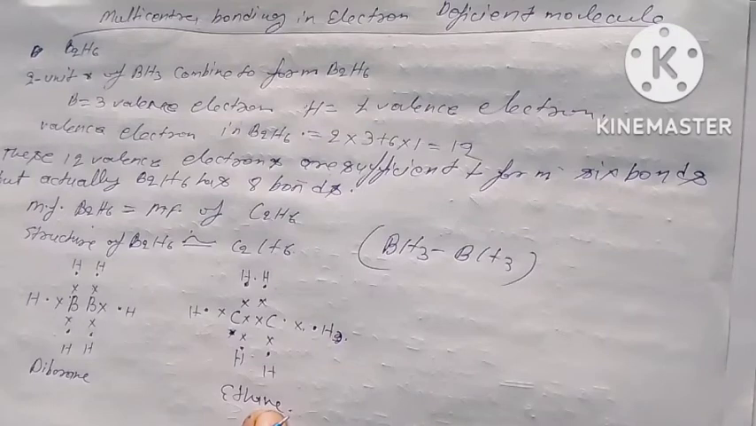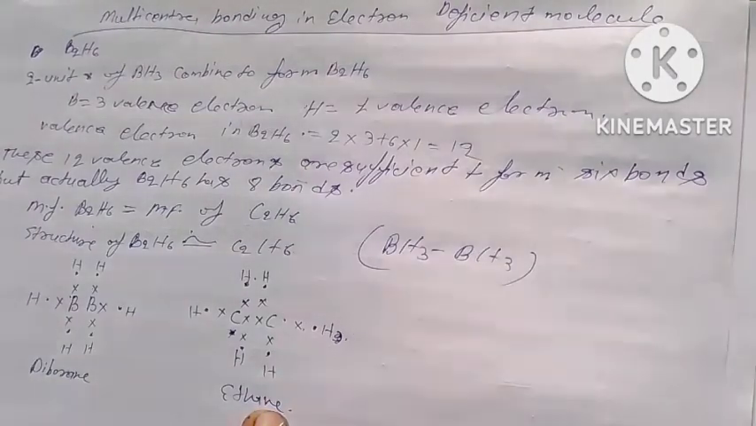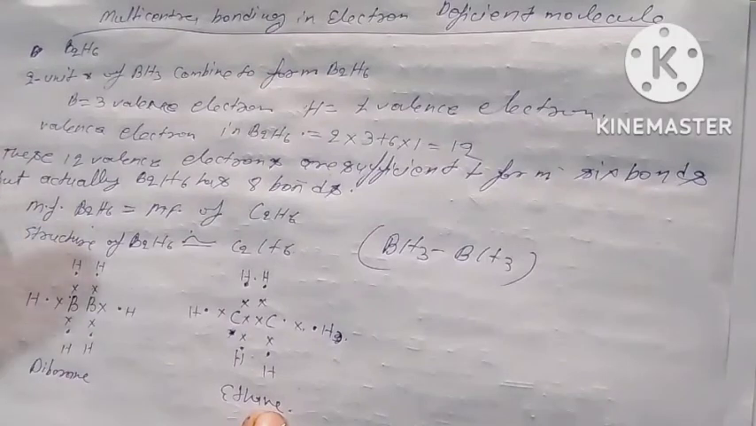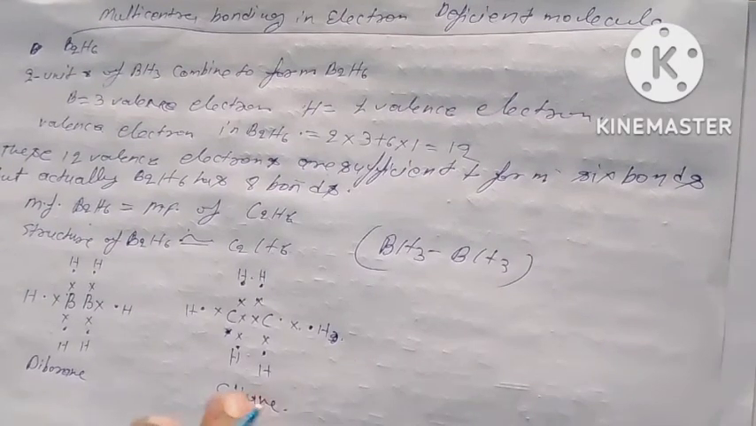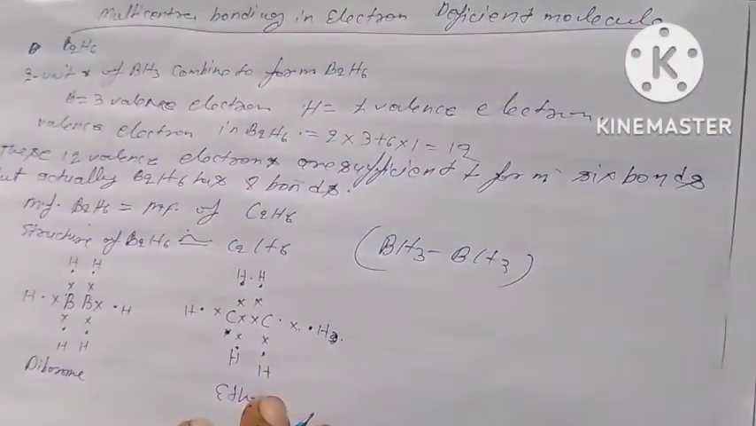In the bridge type structure, 2 irregular BH4 tetrahedra have one edge in common. Thus 2 boron atoms and 4 hydrogen atoms lie in the plane of paper. These are coplanar, while the 2 remaining H atoms are located centrally above and below the plane in B2H6, and each boron is surrounded tetrahedrally by 4 hydrogen. The 2 bridging bonds are 3 centered 2 electron bonds.